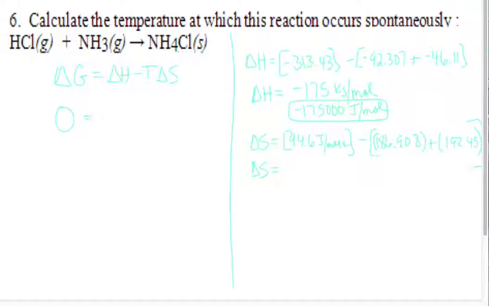Does anyone have this in their calculator still? 0.01? Okay, so it should be 175,010. Just joules per mole. Okay, that's what we're going to use. And then this one should have 1 decimal place. Delta S is negative 284.8 joules per mole. Does everyone agree a second on that number?